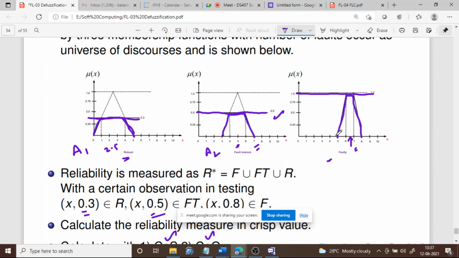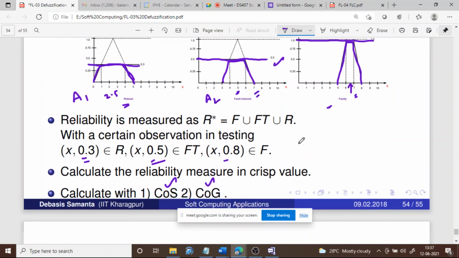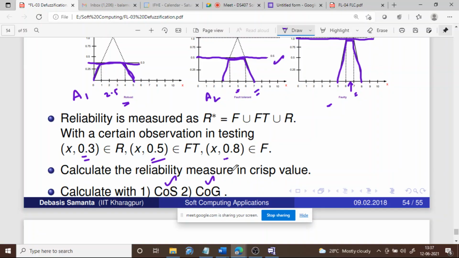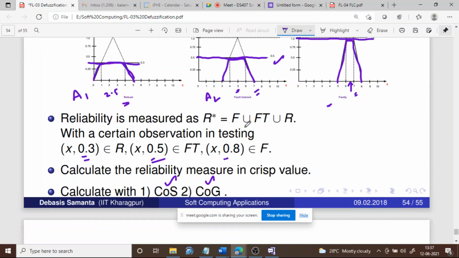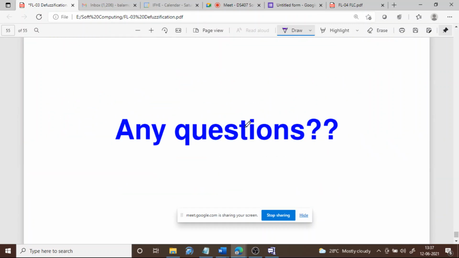For the center of gravity technique, first you have to merge all these graphs and find the union. As a result, you will get one graph. Then you have to divide that graph into several small parts, find the area of each individual part by solving the line equation, and then plug into the formula of center of gravity, right? All these things you can take as homework and try. So that's it about defuzzification techniques.